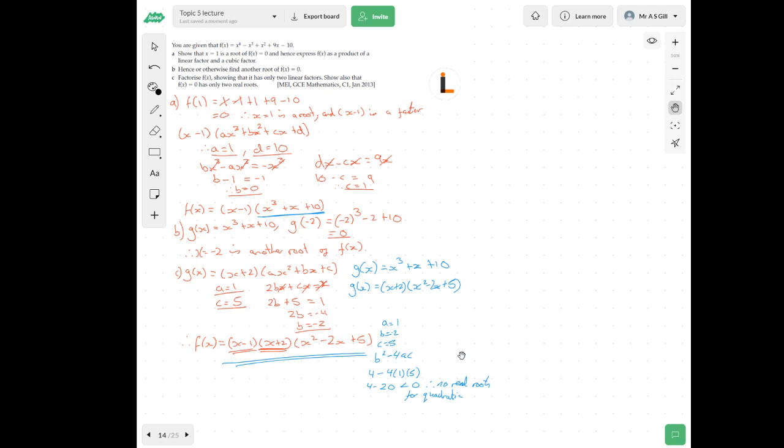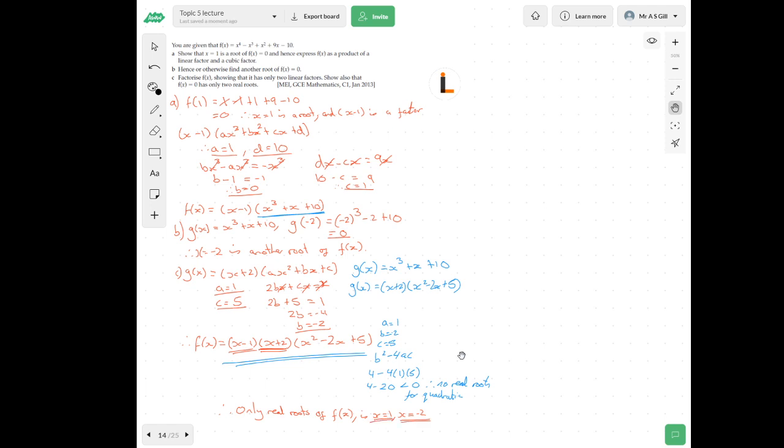So our final statement is, therefore, the only real roots of f of x are x equals minus 1, x equals 1, positive 1. Let's just do that again, shall we? x equals 1 and x equals minus 2.